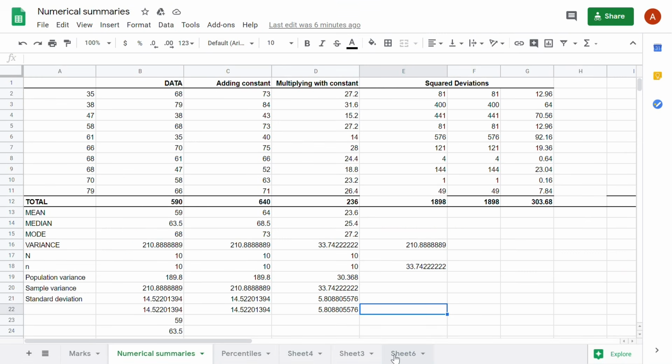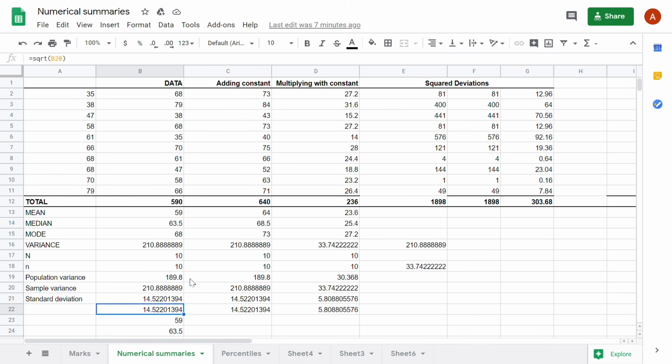So let's look at this in our sheet. You can see that when I multiply with a constant, the standard deviation of my original data set is 14.522. This you can verify is nothing but the square root of the sample variance. So, the square root of the sample variance is 14.522. In Google Sheets, the command is STDEV, standard deviation of B2 to B11 gives the standard deviation.